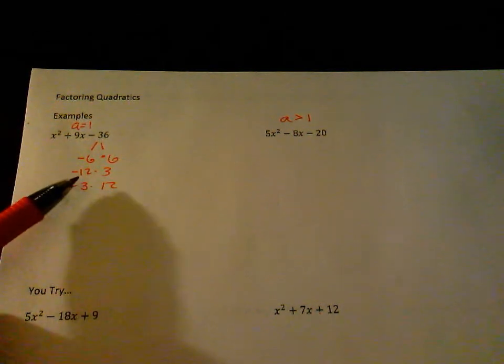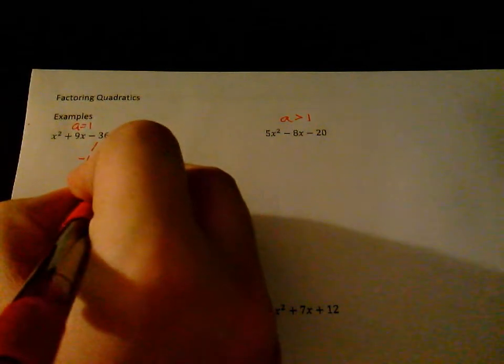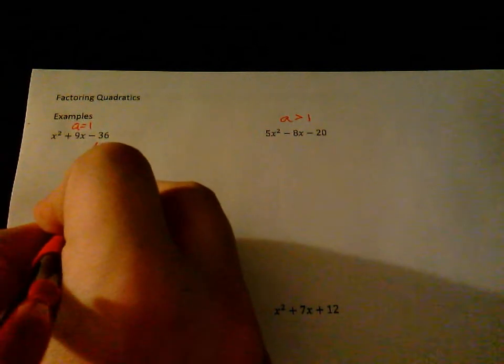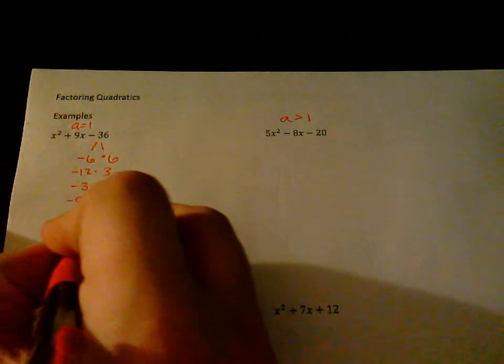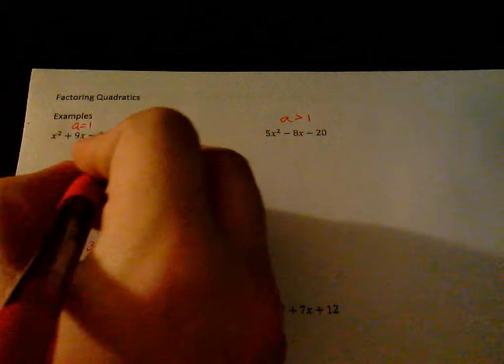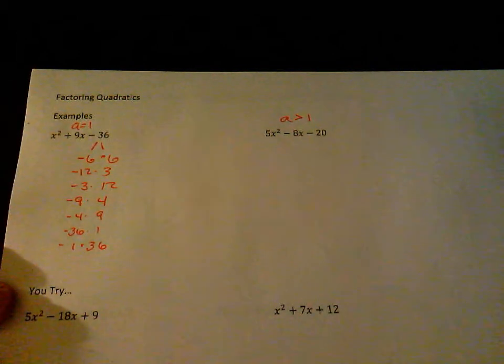The reason why I have to switch this is because negative 12 and positive 12 are two different numbers, just like negative 3 and positive 3. That's why we have to switch them, but they both multiply to give us negative 36. Let's try negative 9 times 4, negative 4 times 9, and negative 36 times 1, negative 1 times 36. Now I'm going to show you which one of these multiplies to give us negative 36.